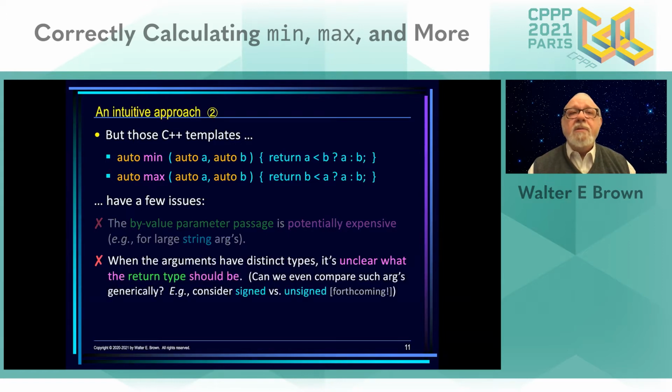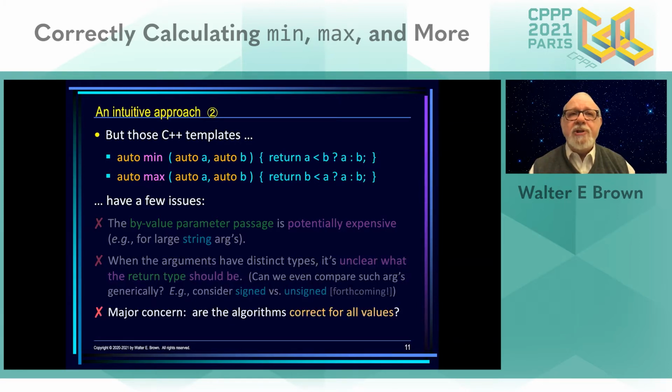Also, these templates permit the arguments to have distinct types. And when that's the case, it's quite unclear what the return type should be. And actually, it's even unclear how to compare arguments that are not of the same type. My standard example for this is one argument that is a signed type and the other one being an unsigned type. We'll talk about that more in the near future. But that's a non-obvious comparison in all cases. And of course, the major concern is always, are these algorithms correct for all possible values? If they're not correct, they're really not useful.